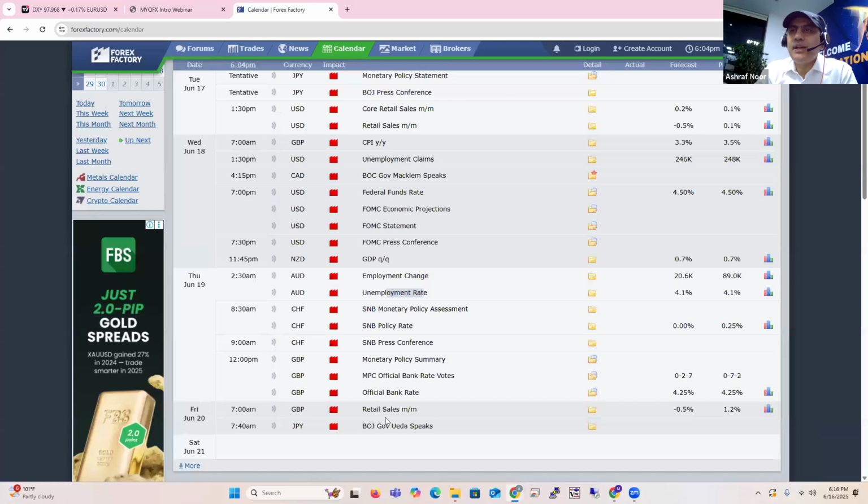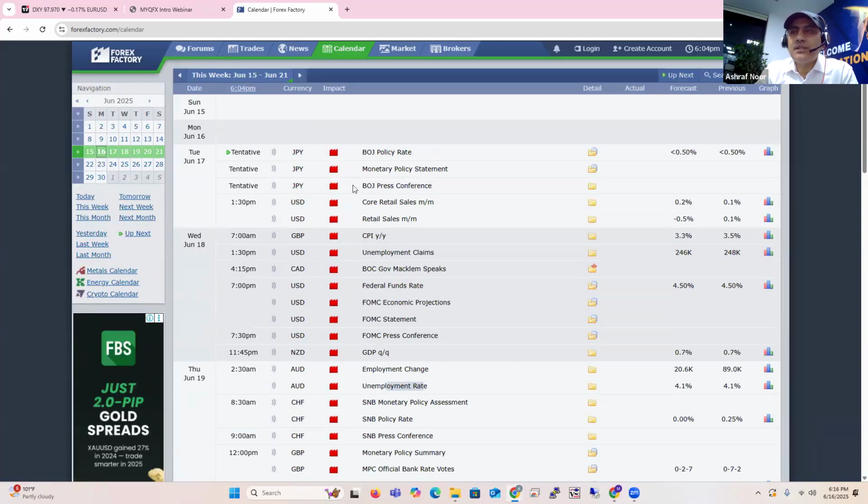Then Friday we have retail sales month by month coming, which is showing negative. Then we have another speech coming at 7 a.m. for the yen. So this week we have a lot of red news, and when I look at this red news, it basically gives me opportunity for volatility in the market.